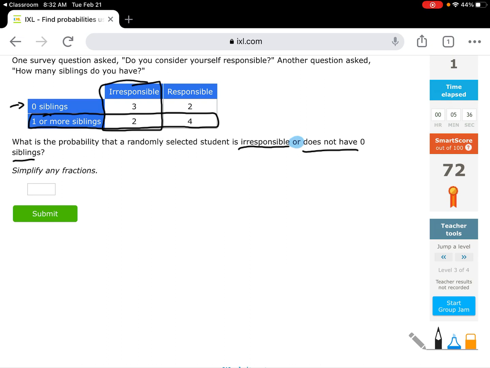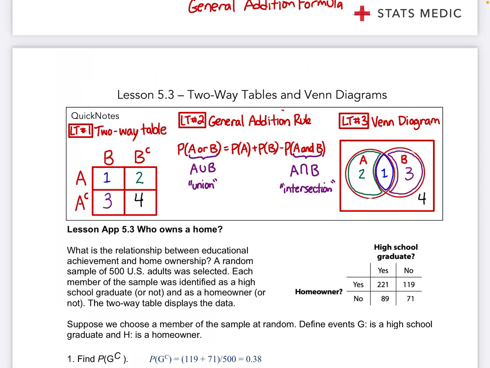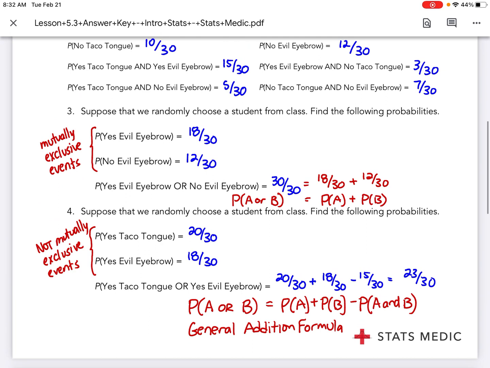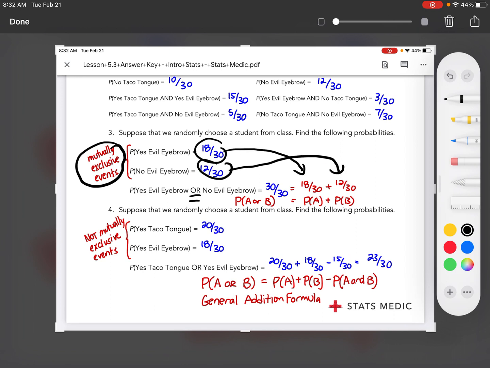Now, OR is something that is important when it comes to probabilities, because if you're talking about OR being mutually exclusive, and you see the OR, then you could just add this first probability and this second probability. That's the addition rule for when they are mutually exclusive. Mutually exclusive means they don't intersect, right? They don't happen at the same time.